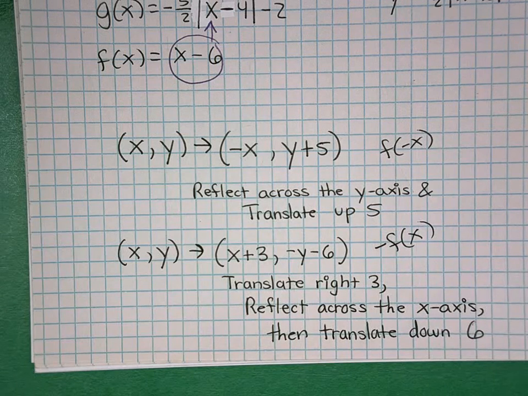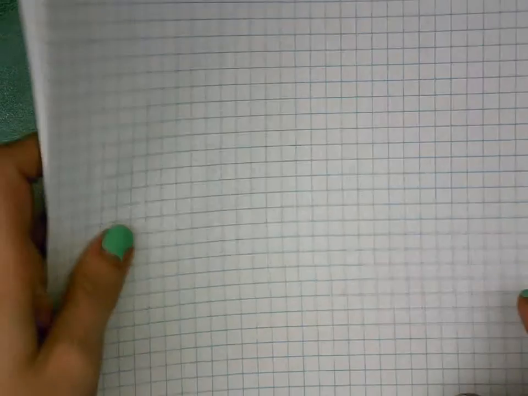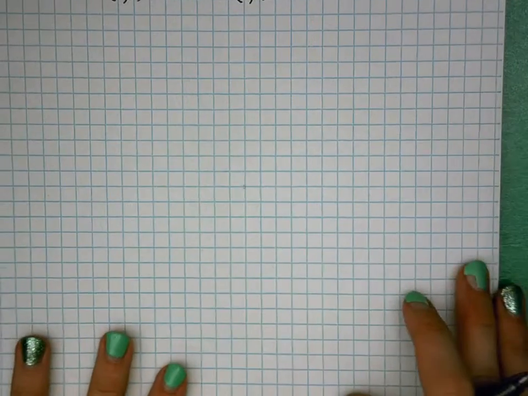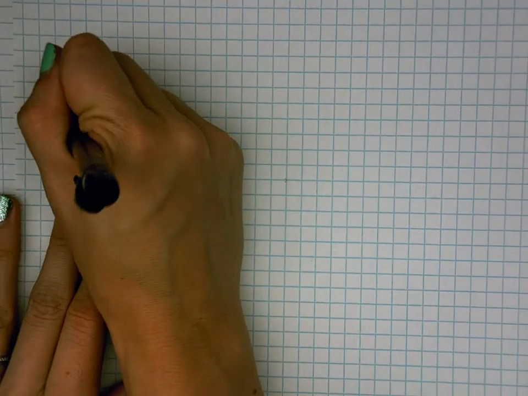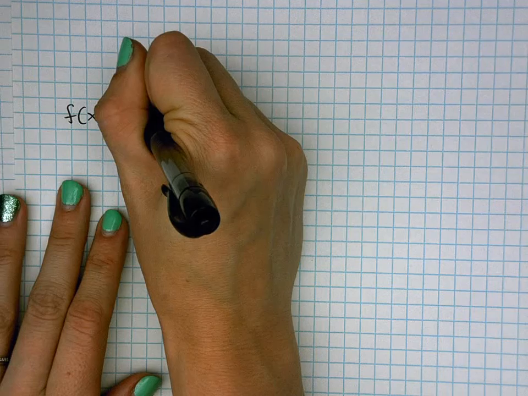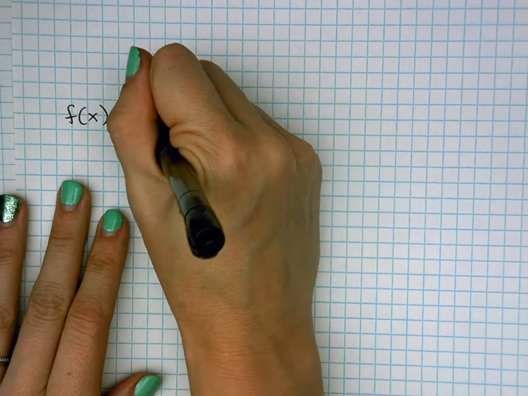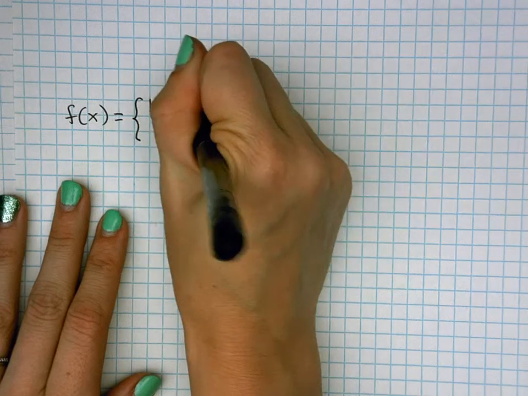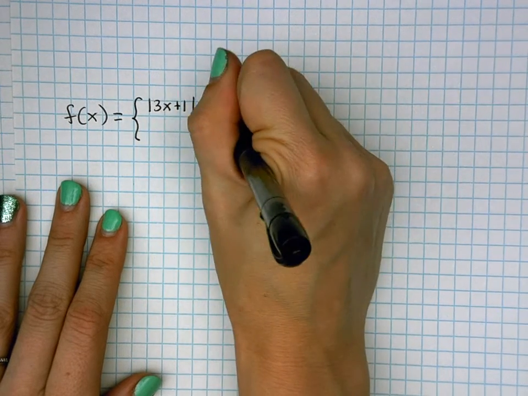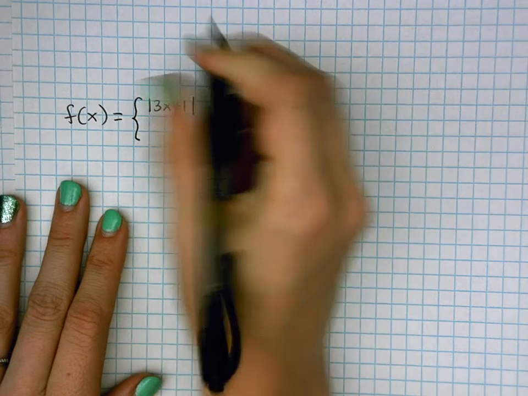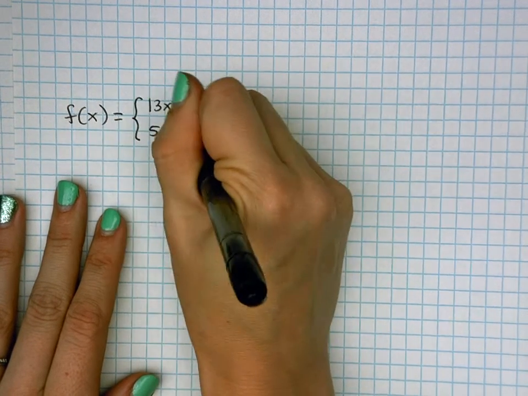Okay, last but not least, we have some evaluating for our piecewise. Let me just come up with a new one. I'm going to give you a piecewise function here. F of x equals the absolute value of 3x plus 1 when x is less than or equal to 2, and 5x minus 6 when x is greater than 2.